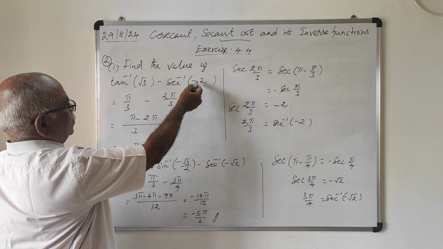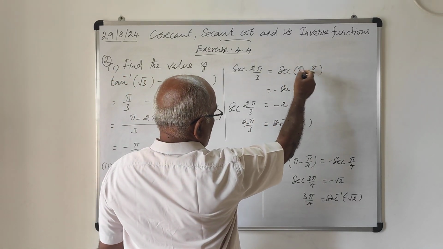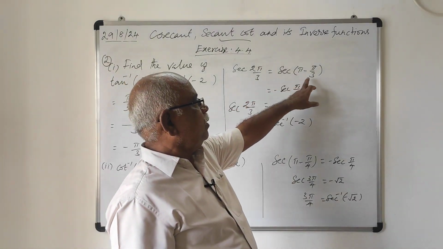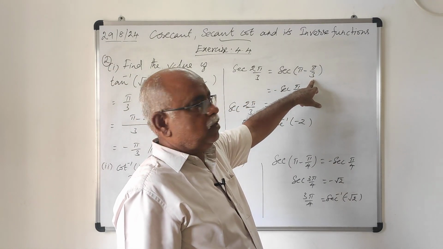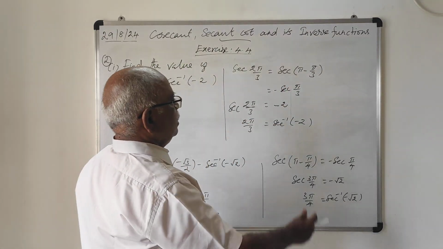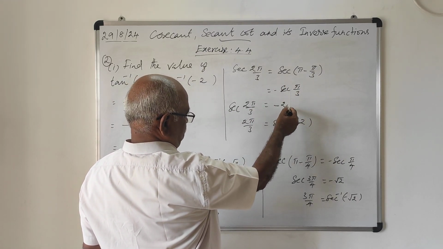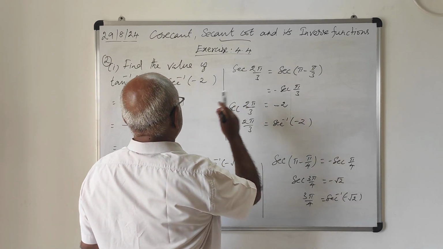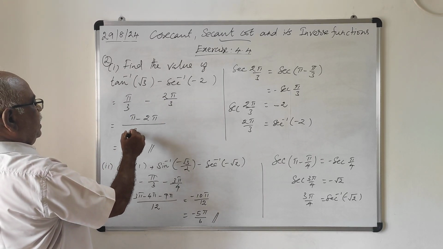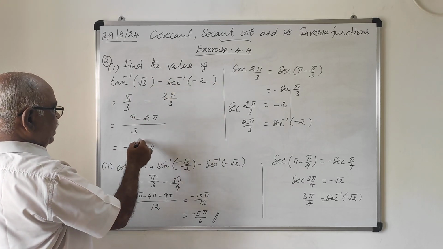Similarly, secant inverse of minus 2 is 2 pi by 3. How? Secant 2 pi by 3 is secant of pi minus pi by 3. Pi minus theta is in the second quadrant, where secant is negative. Therefore, minus secant pi by 3, and secant 60 is 2, so minus 2. So secant 2 pi by 3 is minus 2, therefore secant inverse of minus 2 is 2 pi by 3. Subtracting, taking LCM 3, pi by 3 minus 2 pi by 3 is minus pi by 3. So the value of this problem is minus pi by 3.